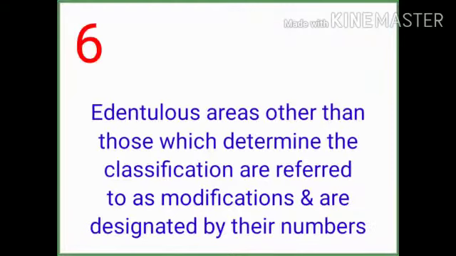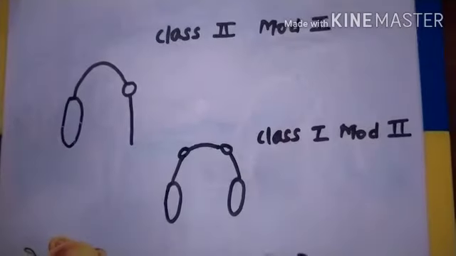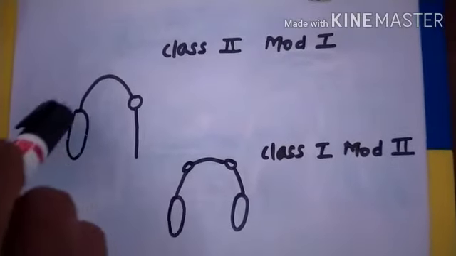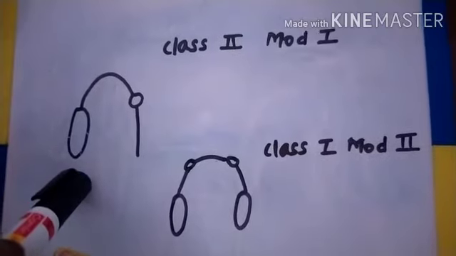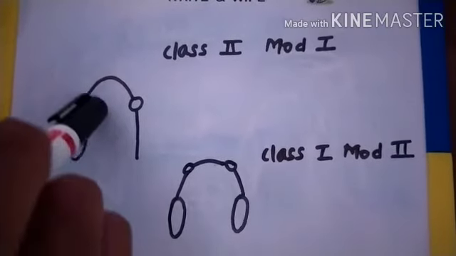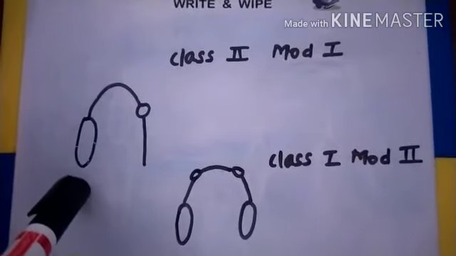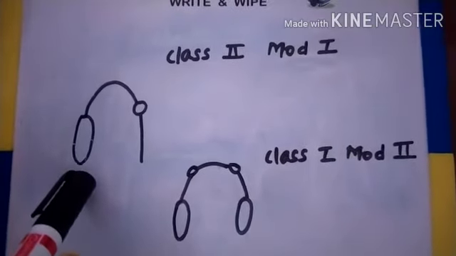The sixth one is edentulous areas other than those which determine the classification are always referred to as the modifications or the modification spaces and are designated by their numbers. Okay, so as we have learned previously that the posterior most edentulous space determines the main classification, right? So here there is only one posterior most edentulous space, so it will become a class 2 type of classification.